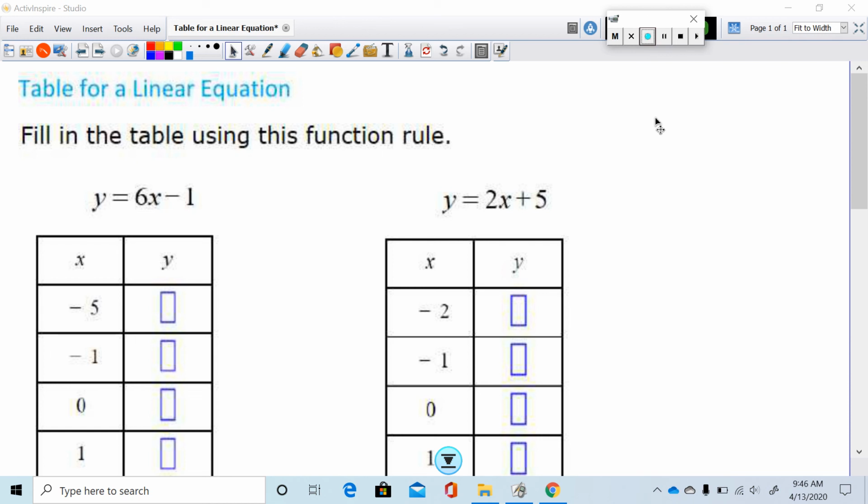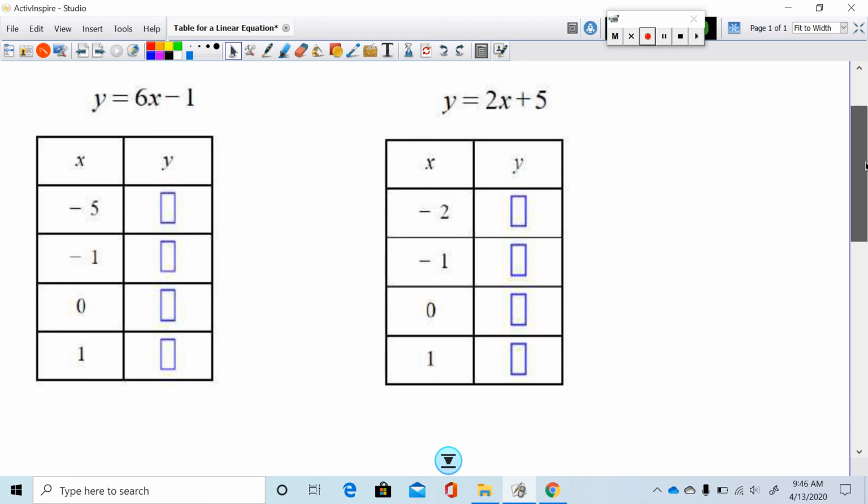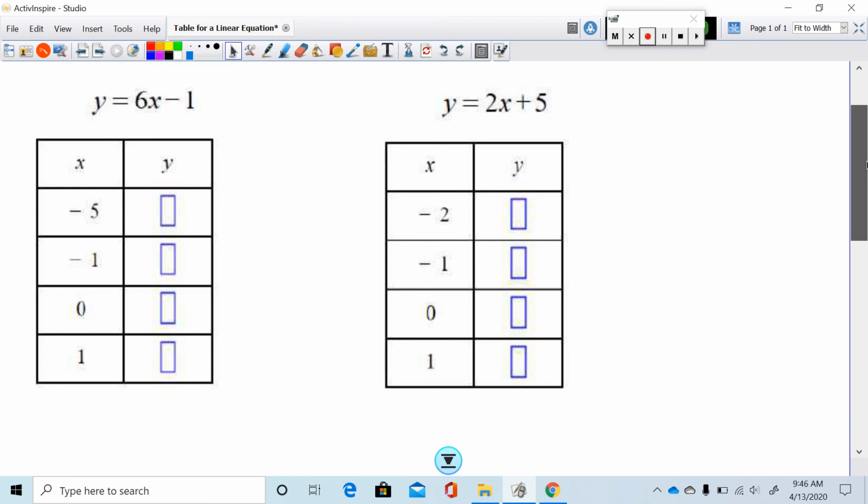Table for a linear equation. Fill in the table using this function rule. So they give you an equation, they want you to fill in the table. The first thing I look for are 0 and 1 if they want me to fill in those, because those are the quickest. And I'll explain why in just a second. If it's not 0 or 1, you have to do a little bit of work.